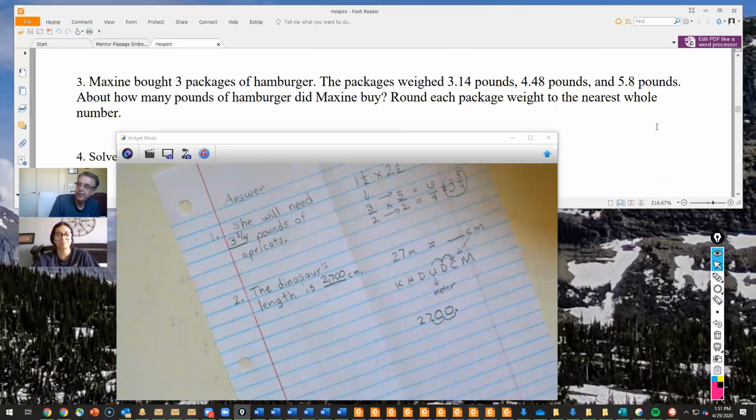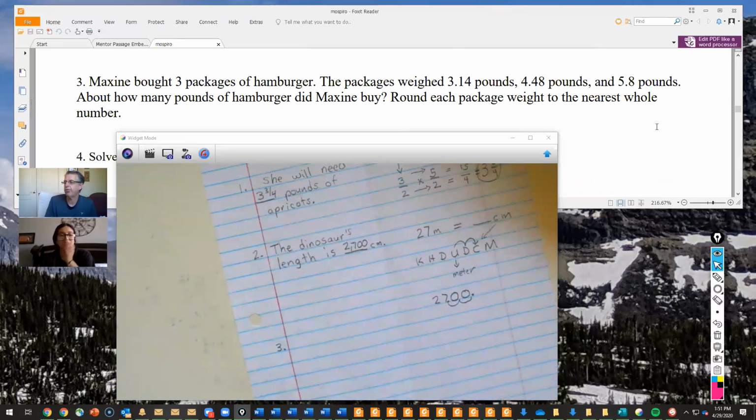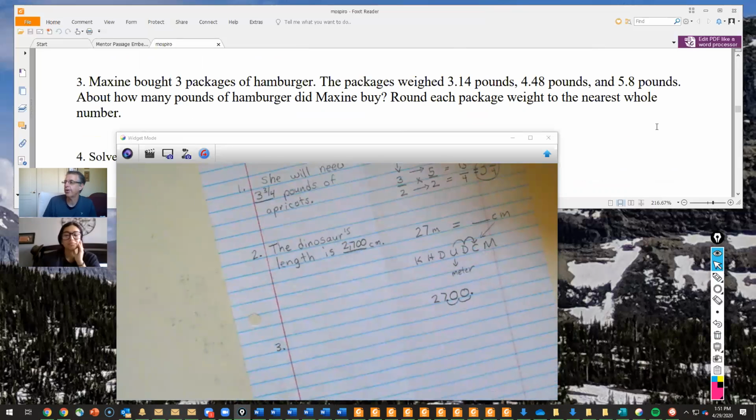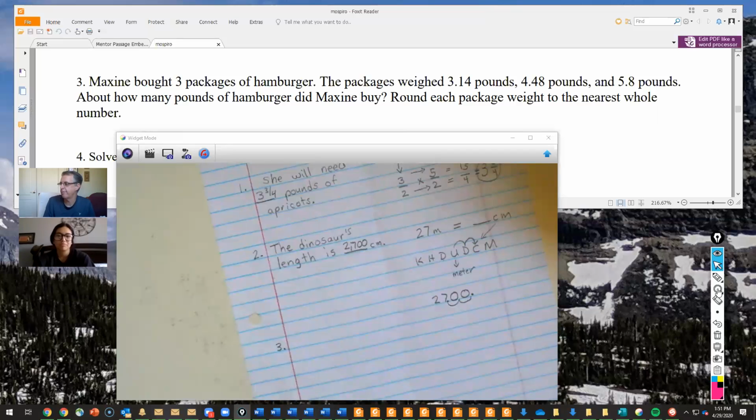Taking a look at number 3, Maxine bought 3 packages of hamburger. The packages weighed 3 14/100 pounds, 4 48/100 pounds, and 5 8/10 pounds. About, ooh, there's that word, about. How many pounds of hamburger did Maxine buy? Round each package weight to the nearest whole number. Well, they're really giving you lots of hints here. About and round are 2 clear ideas about what we need to do here for our answer.